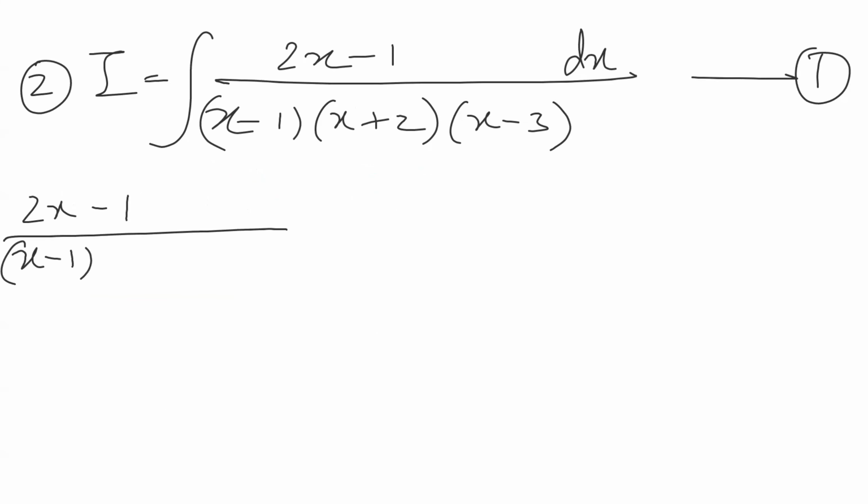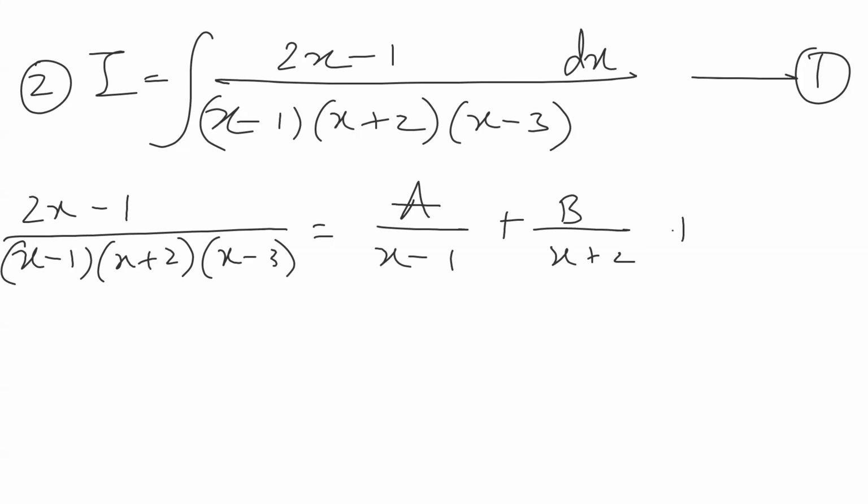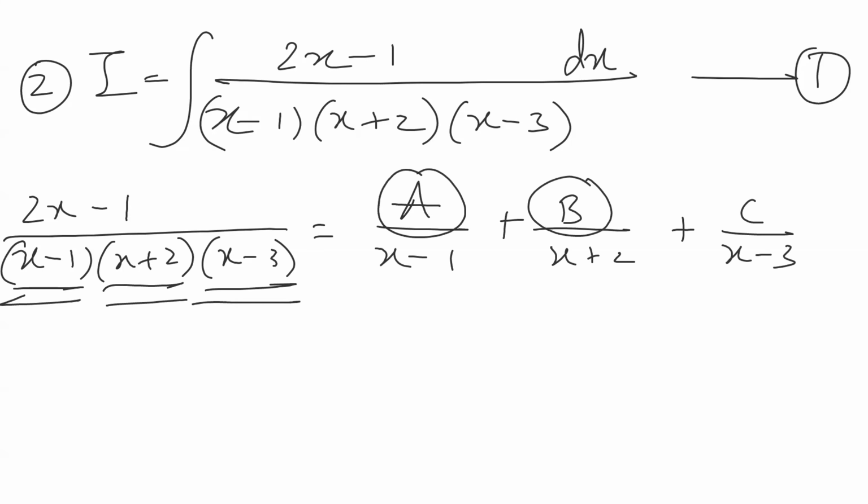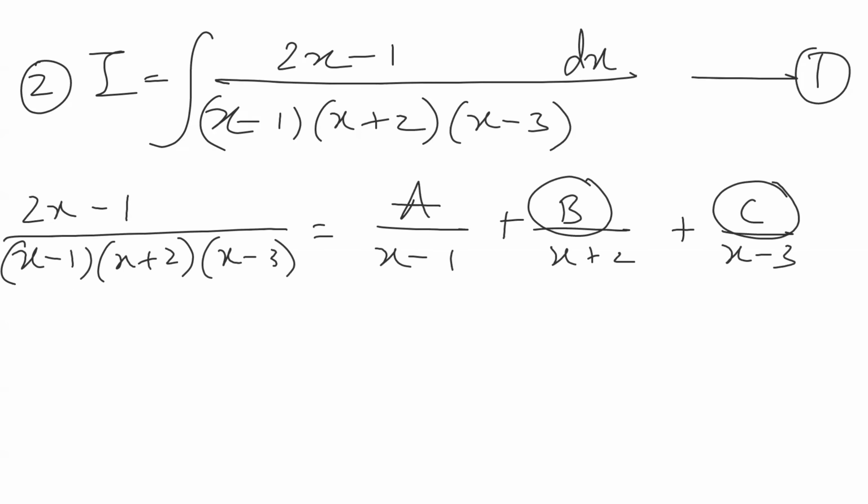2x minus 1 over x minus 1, x plus 2, x minus 3 equals A upon x minus 1 plus B upon x plus 2 plus C upon x minus 3. So in the first category partial fractions, above each linear factor, take one variable. Okay, it's not a variable, but a constant whose value we don't know. So you can take ABC. You can also take PQR. Above each factor, take this. Let this be equation number 2.